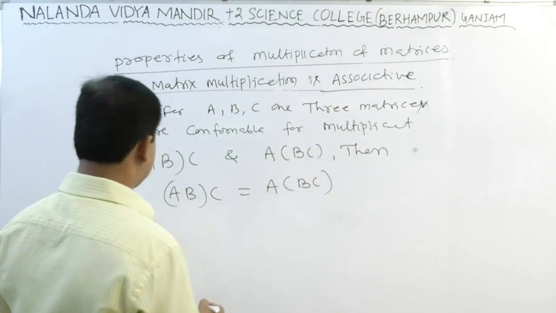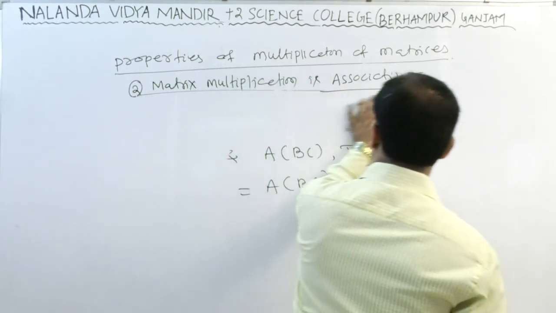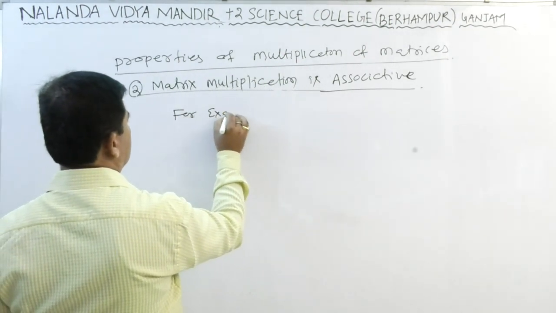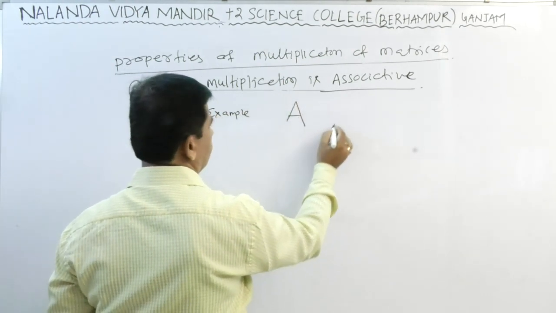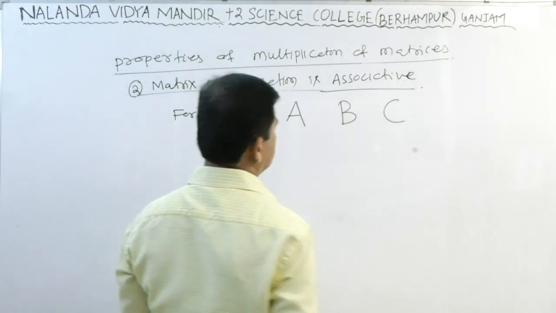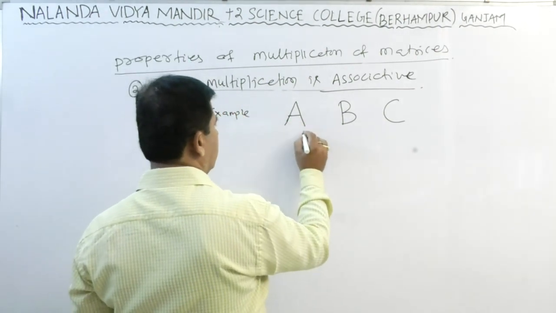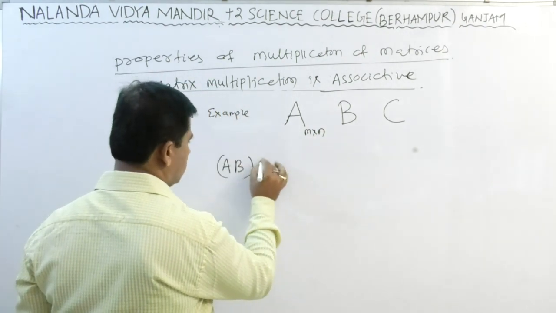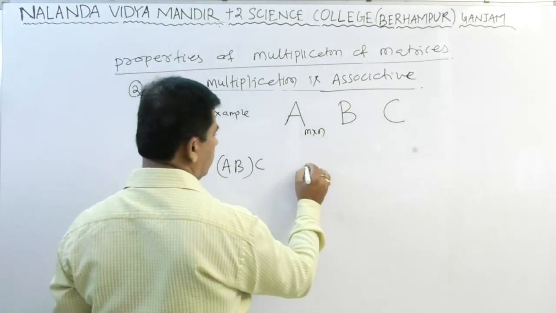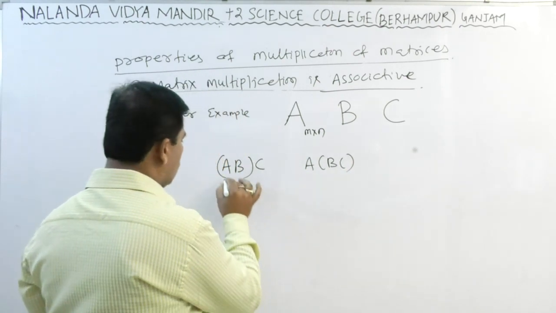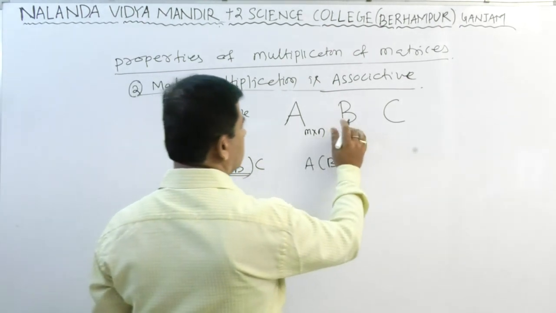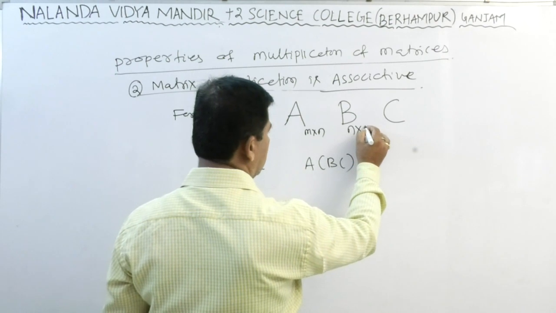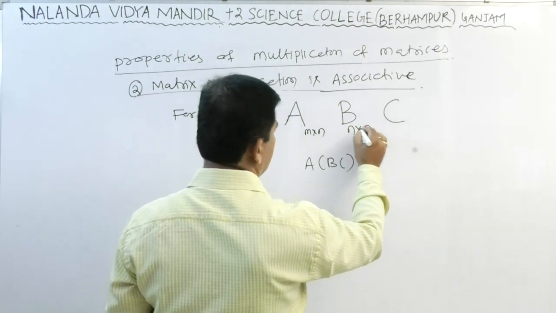For example, this is matrix A, this is matrix B, and this is matrix C. Let A, B, C be three matrices. Consider matrix A of order m cross n. We define AB into C, and also define A into BC. We can multiply A with B, then the number of rows in B is the number of columns in A. Therefore, let's consider this is equal to P.